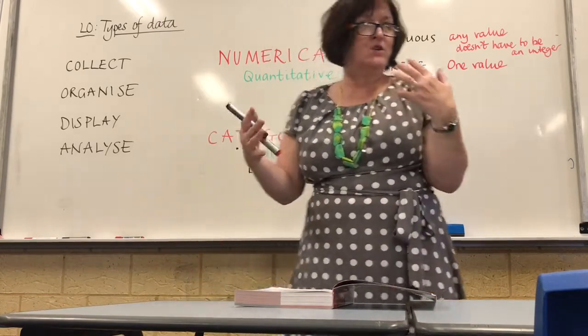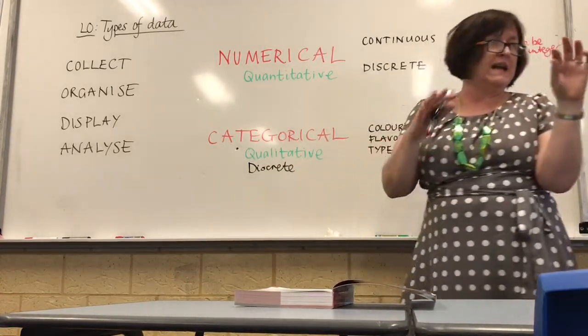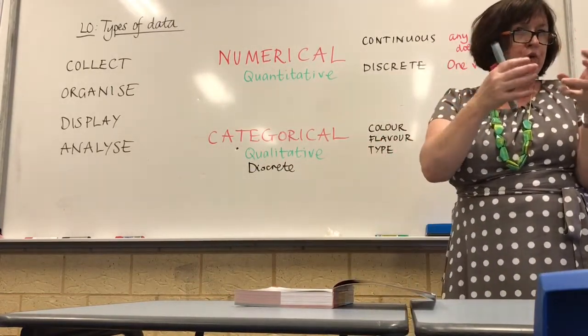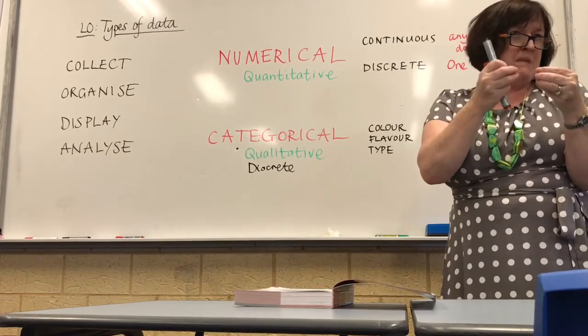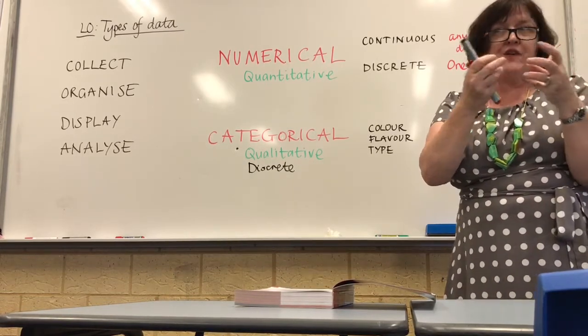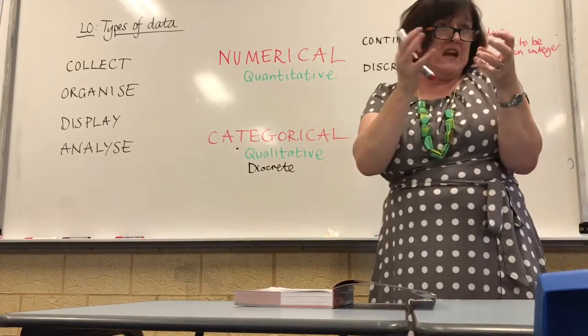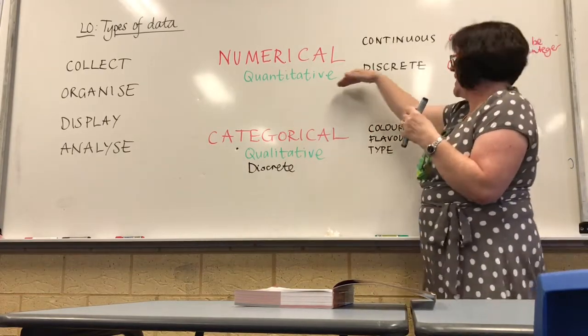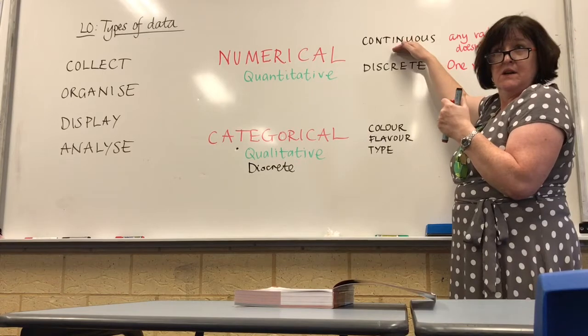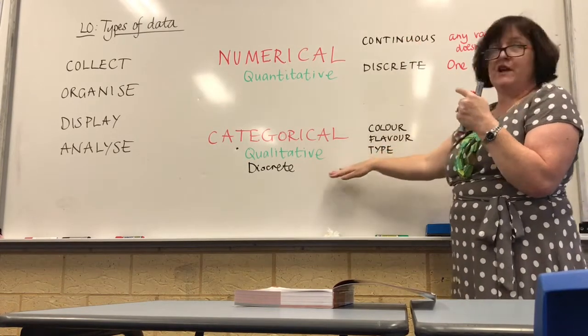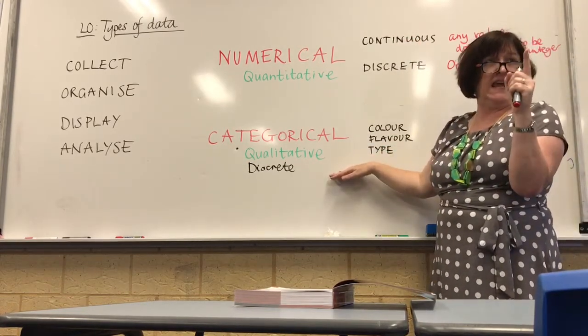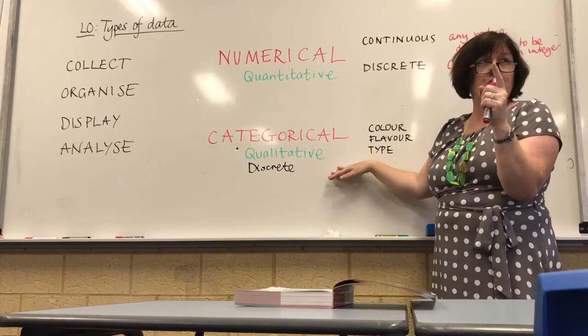So if we talk about those types of data, you just have to think through what the answers might be to your question. And if the answers might really vary, then it's probably going to be numerical continuous. If the answer is going to be one thing, it's going to be categorical.